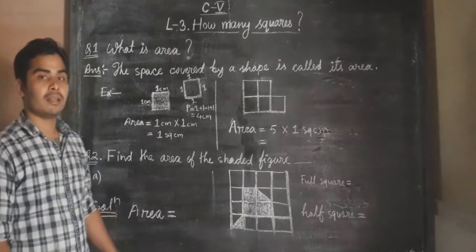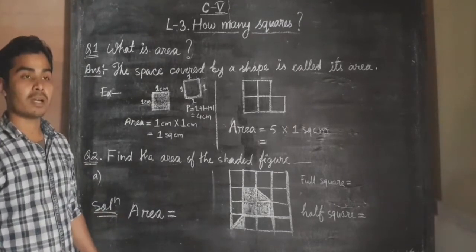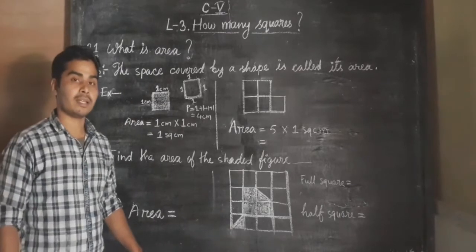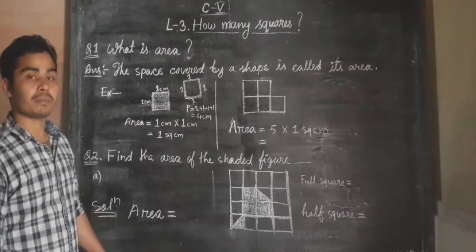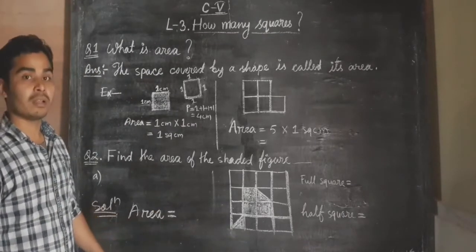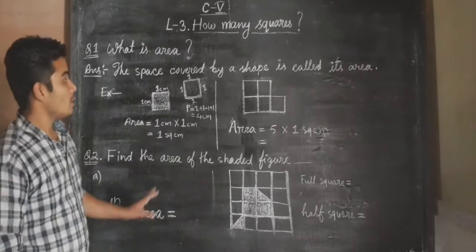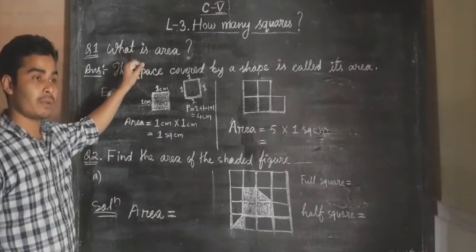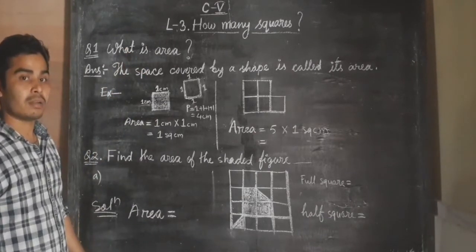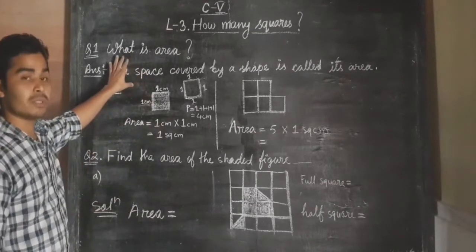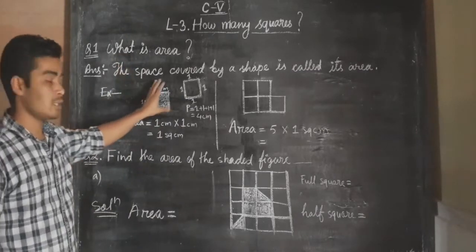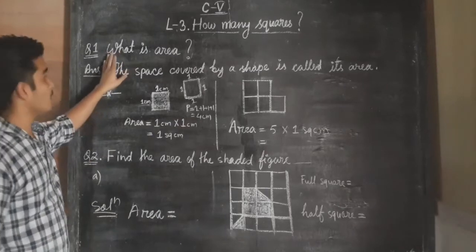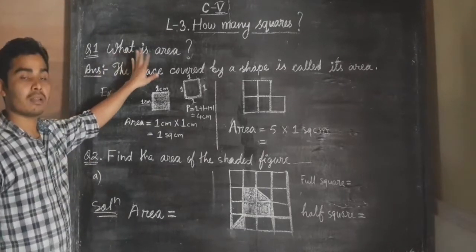Dear student, in the last class I taught you how to find the perimeter of a figure by adding all the sides and by using formulas for some special polygons. Today I am going to teach you how we find the area of different figures by using formulas and by adding the small squares.